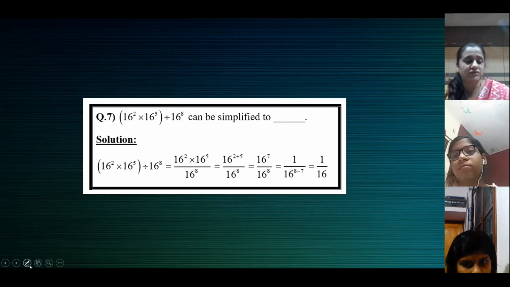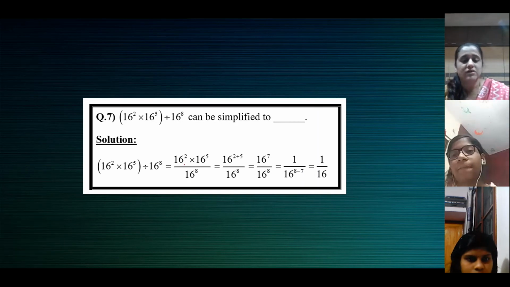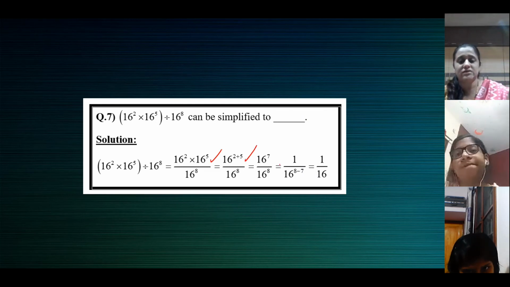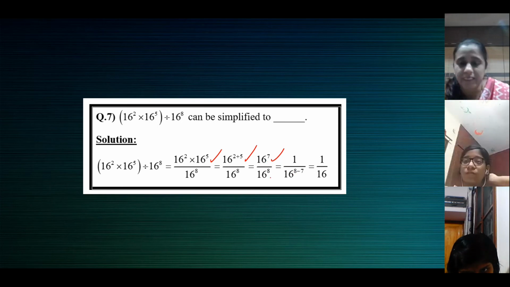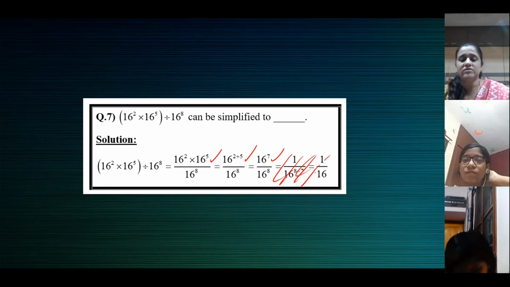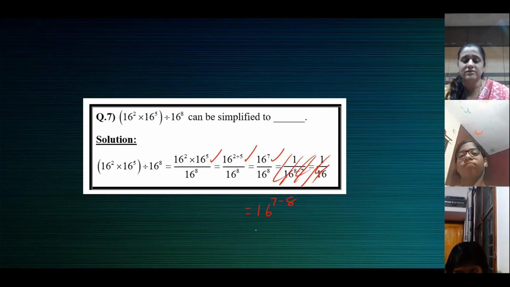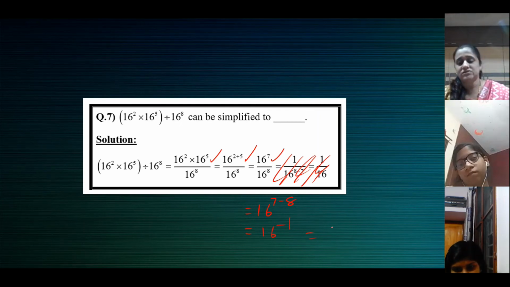I'll tell you. See, don't get confused. I think this one, all of you understand. Then this same, add the powers, this we understand. This also we understand. Now this one, you'll think why. You can write it anyway. Ignore this. After this, you can also write is equal to 16 to the power 7 minus 8. Correct? Yes, ma'am. 16 to the power 7 minus 8. Bases are same, it's division, subtract the powers. Is equal to 16 to the power minus 1 or 1 by 16.